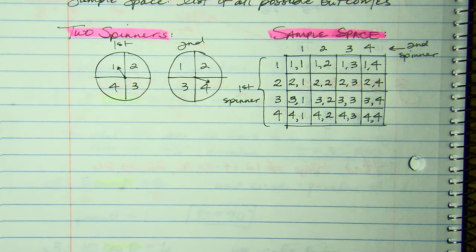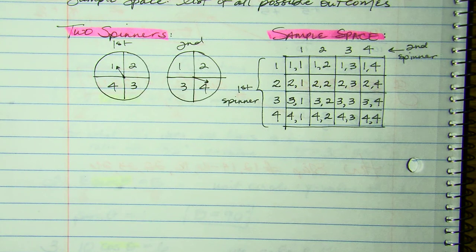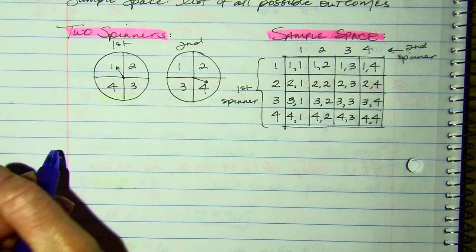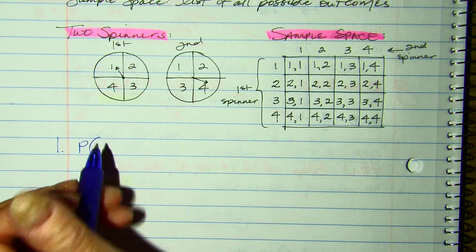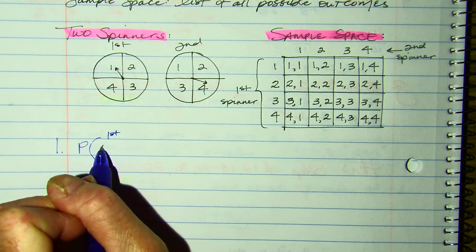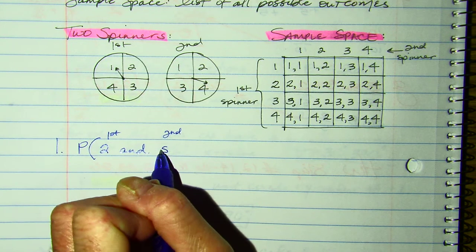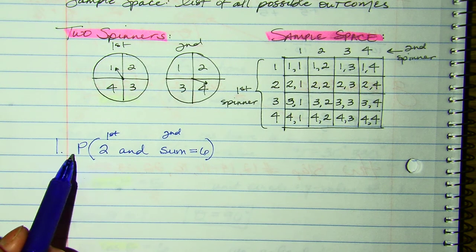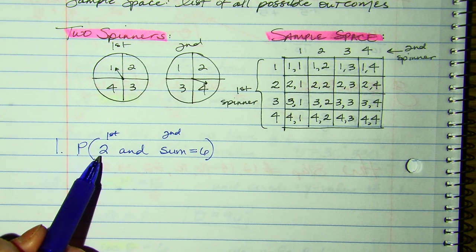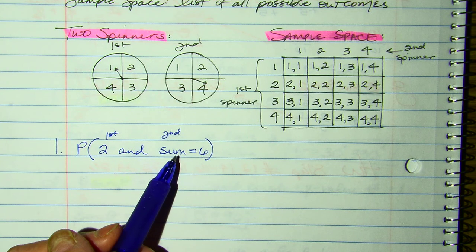I want to mark it up so bad, but I don't, because I'm going to ask different questions based on this spinner table. Number 1, what's the probability that the first spinner lands on a 2, and then after spinning the second spinner, the 2 numbers have a sum equal to 6? So that's the probability that I spin the first one and land on a 2, and then after spinning the second one, the 2 numbers have a sum of 6.